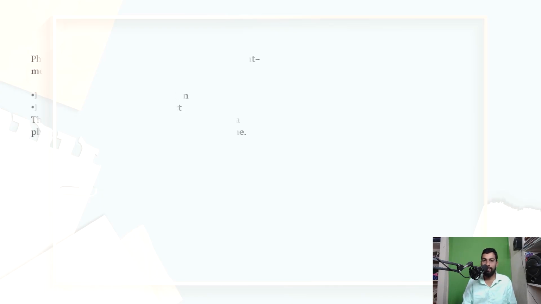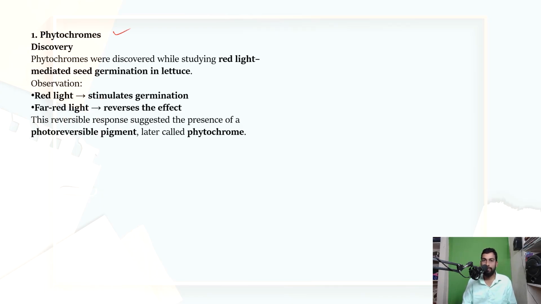Let us see the first receptor, that is phytochromes. Phytochromes were discovered while studying red light mediated seed germination in lettuce. What is lettuce? It is like a cabbage but not cabbage. Observation: red light stimulates germination. So they observed that red light stimulates germination.